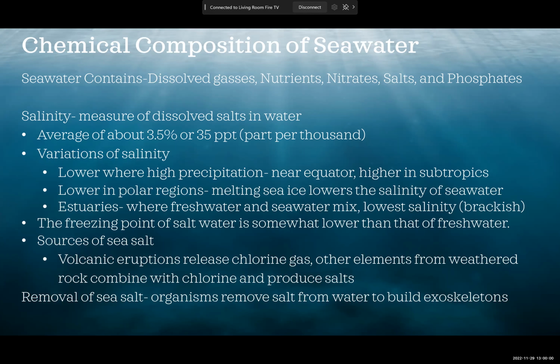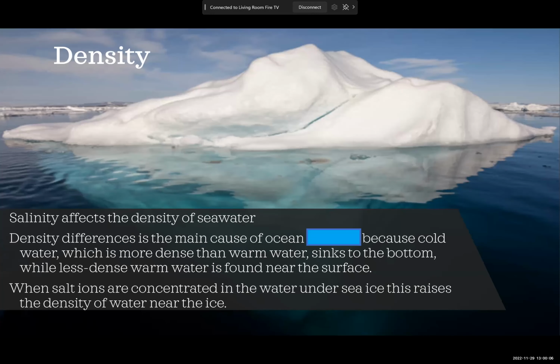But yes, if you suck on a king crab leg, it's going to be pretty salty. I don't know if that's coming from the shell. It's probably just coming from the fact that you live in the salt water, right? All right, so density. Salinity affects the density of seawater. Density differences are the main cause of ocean what? Because cold water, which is more dense than warm water, sinks to the bottom, while less dense water is found near the surface. What do we call this cycling of water?